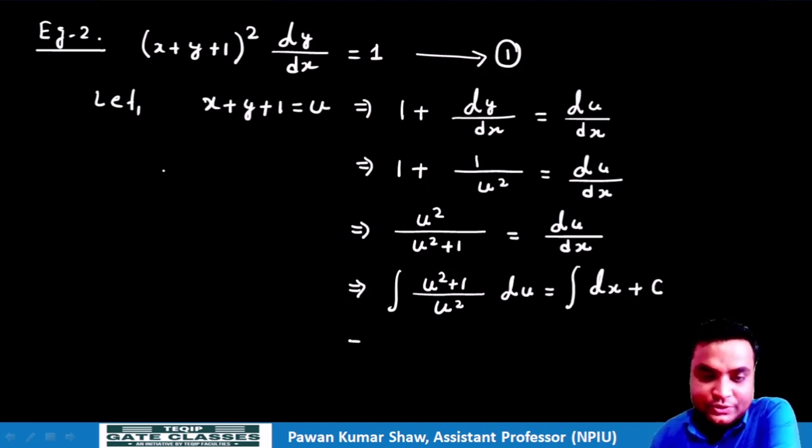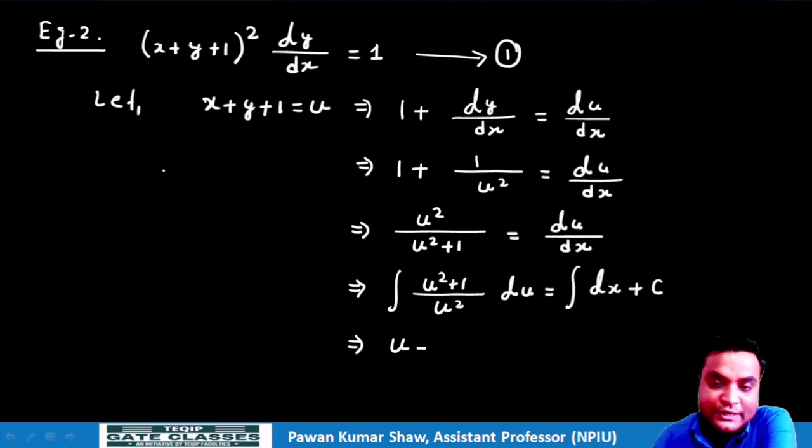Okay, now we can do the simple integration. So u square plus 1 and the denominator is u square. So u square we can divide individually. So we will get 1 plus 1 by u square, and after integration we will get u minus du. Okay, 1 minus 1 by u square.